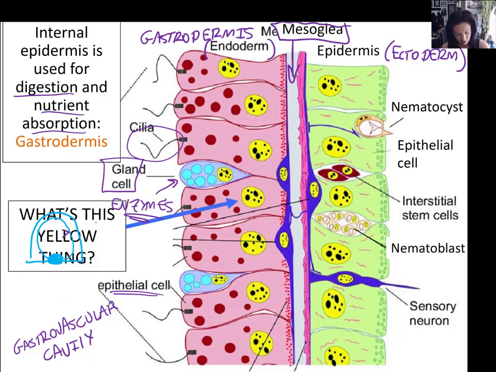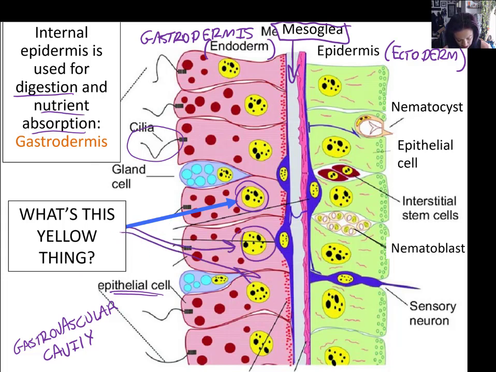Now, I'm going to erase all my drawings over here so you can see this box that just popped up. On this diagram, there's one structure we haven't talked about yet. It's this yellow thing. Notice this yellow thing shows up over and over again. There's one in every cell. What do you think it is? It's the nucleus. That's the nucleus for each of these cells.